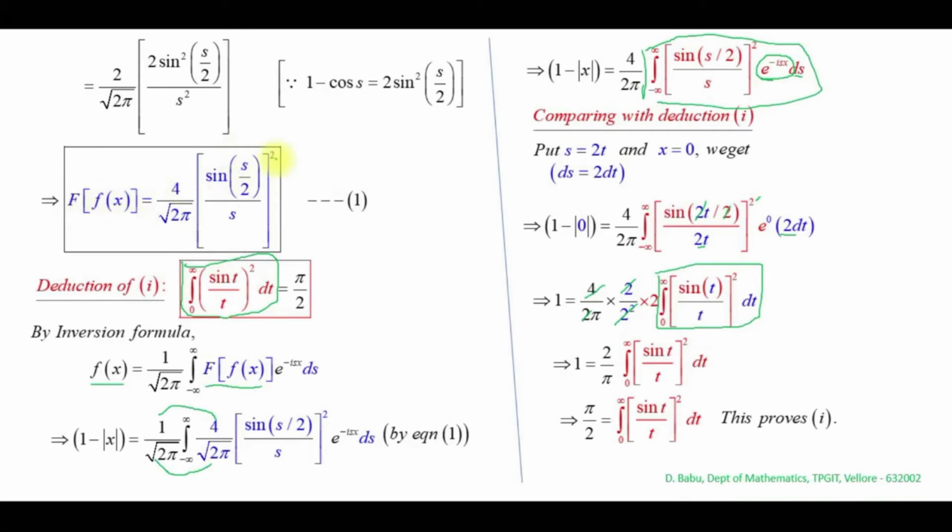Next, deduction of 2. We need to prove 0 to infinity sin t by t whole power 4 dt equal to pi by 3. Here power is 4. So Fourier of f of x has power square. So the deduction of 2 is similar to Fourier of f of x the whole square. Then only we get power 4. So this term is similar to Fourier of f of x the whole square.